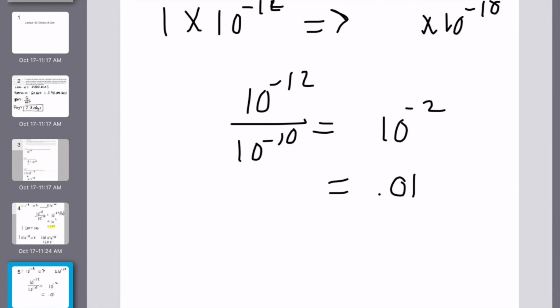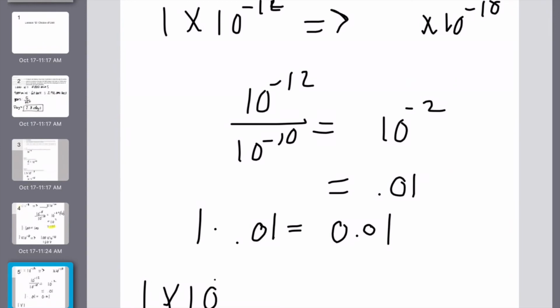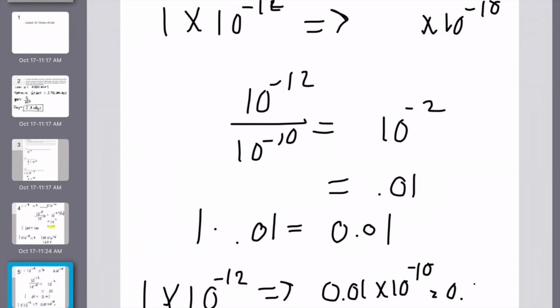Which is the same thing as 0.01. So I know that the difference is approximately 0.01, because that's what 10 to the negative second power is equal to. I know that I can do 1 times 0.01, and that is going to equal 0.01. So 1 times 10 to the negative 12th ultimately becomes 0.01 times 10 to the negative 10th, or 0.01y.